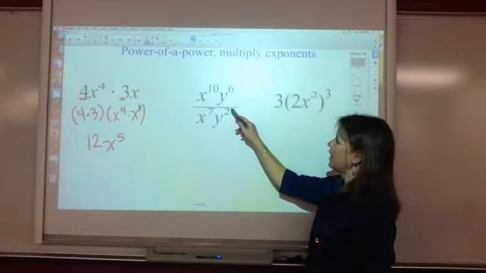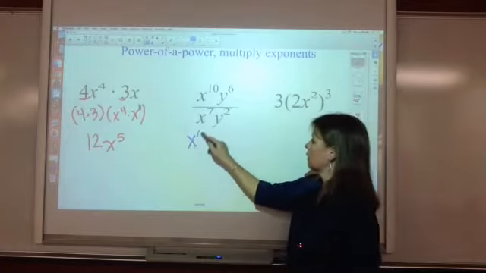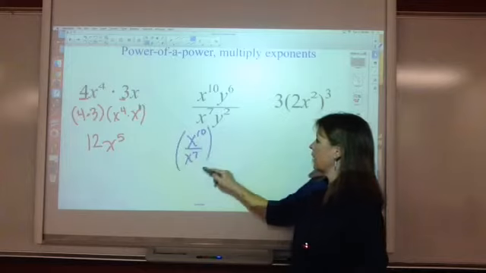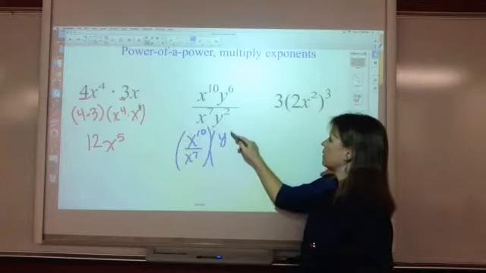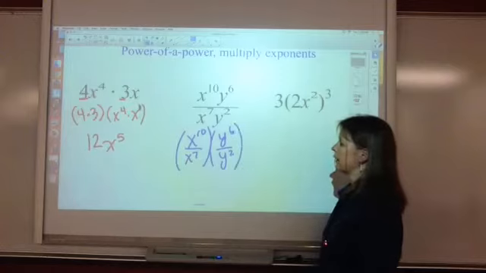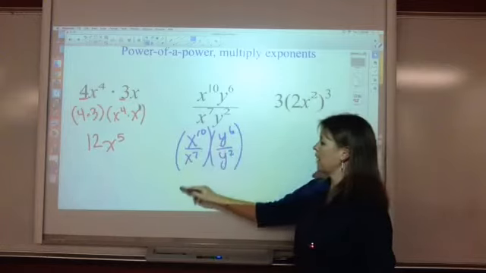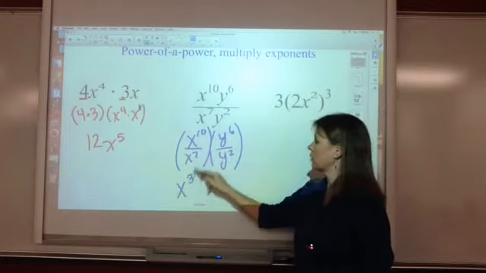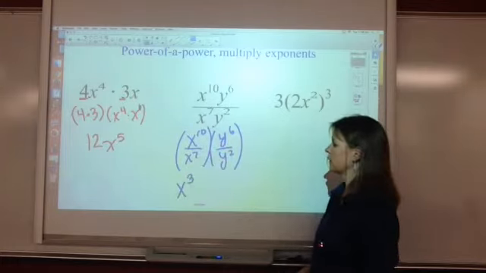Moving on, when dividing, subtract exponents. Little associative property again. X to the 10th, x to the 7th. Let's separate those out from the y's. Let's do each one separately. When dividing, keep the base, subtract the exponents. 10 minus 7 is 3.